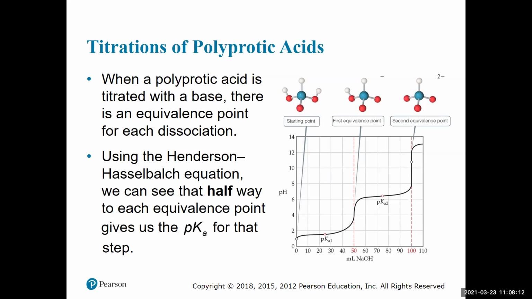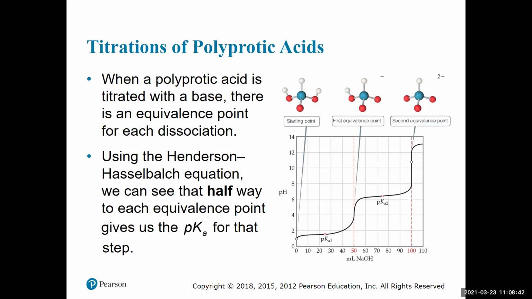With the polyprotic acids, for each of those protons that can be donated, there is an acid dissociation constant. That's where you have the Ka1 or pKa1, pKa2, on down the line, depending on how many protons you have. In this example here, we have a diprotic acid, so we have two acid dissociation constants. And so what you do when you titrate those is, it kind of goes along.